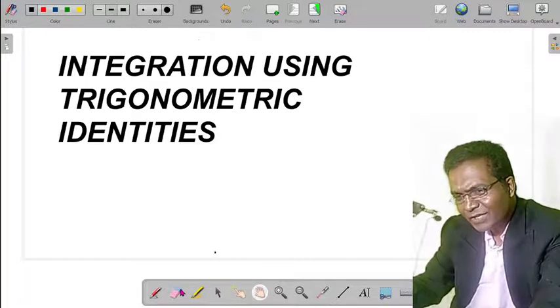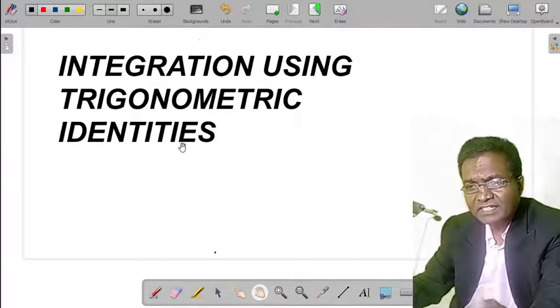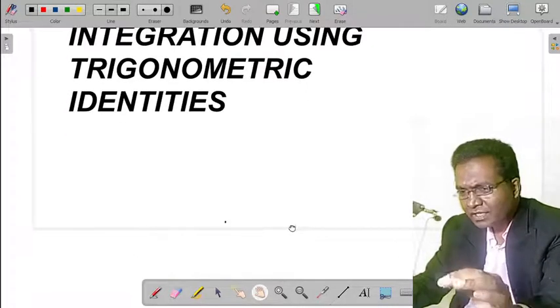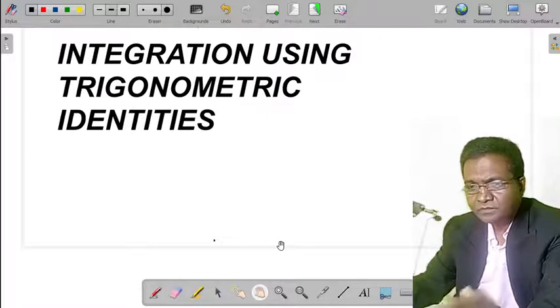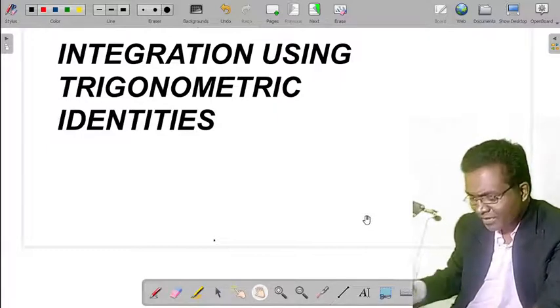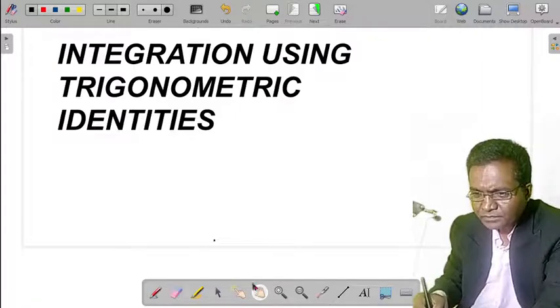In this session, we will be dealing with integration using trigonometric identities. It is very essential for everyone, while evaluating integration, to have the ideas of all trigonometric identities. So I will be doing them one by one.